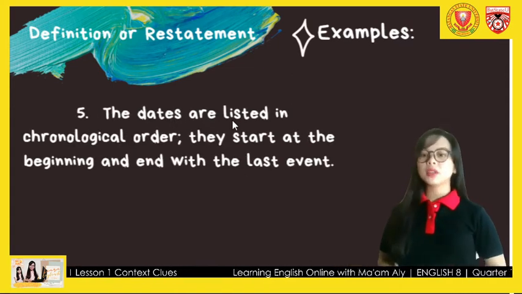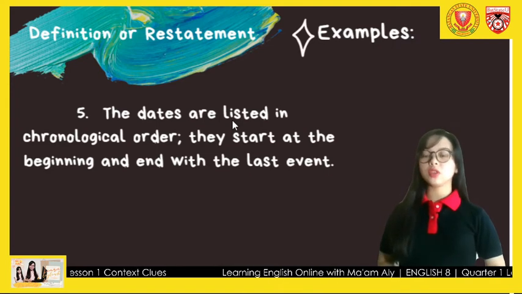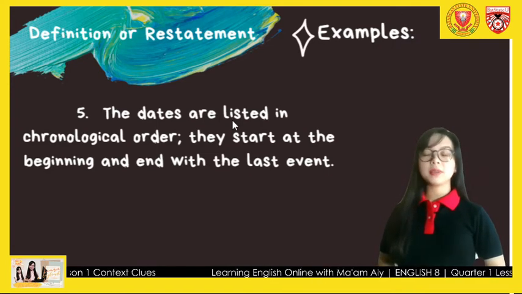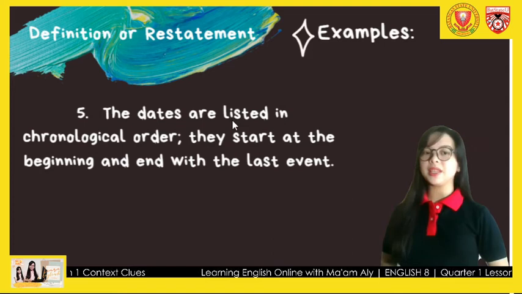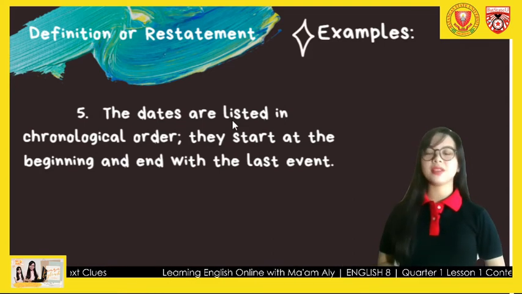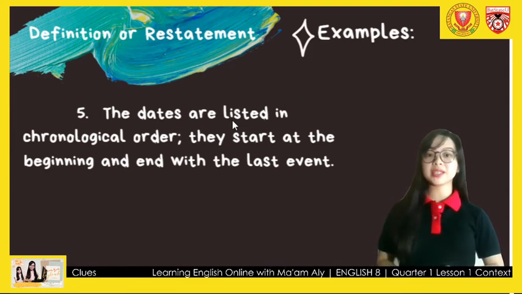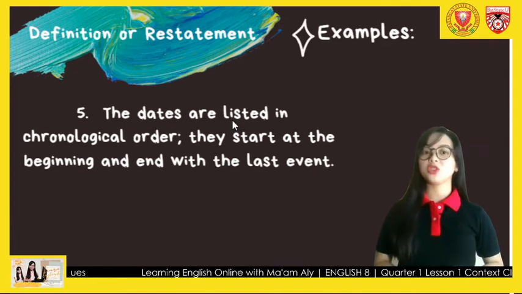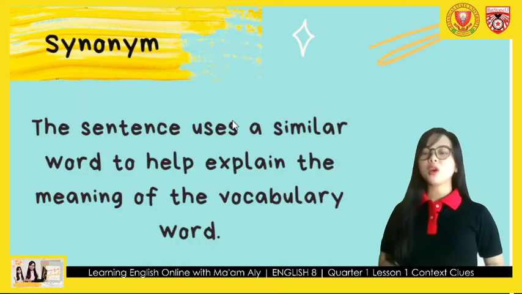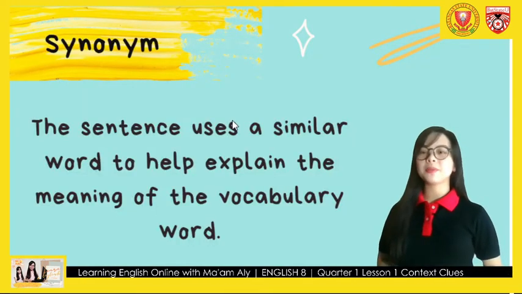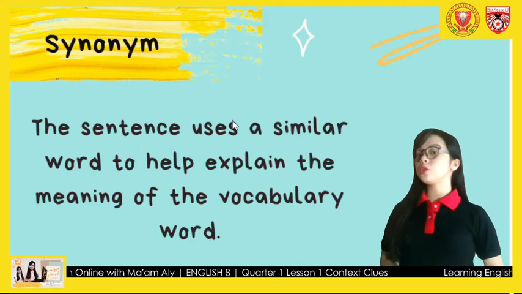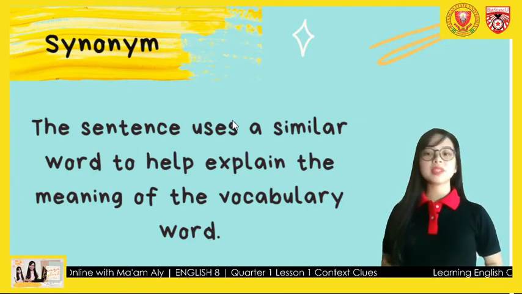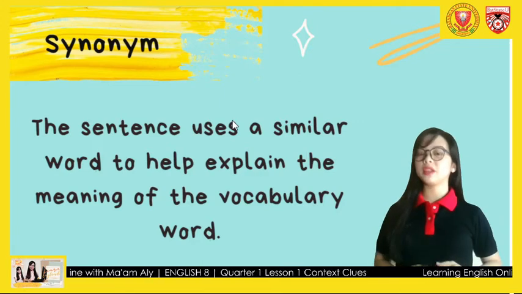Last example, the dates are listed in chronological order. They start at the beginning and end with the last event. Chronological is an adjective which means starting with the earliest and following the order in which they occurred. Second type of context clues, we have synonyms. Here, the sentence uses a similar word to help explain the meaning of the vocabulary word.